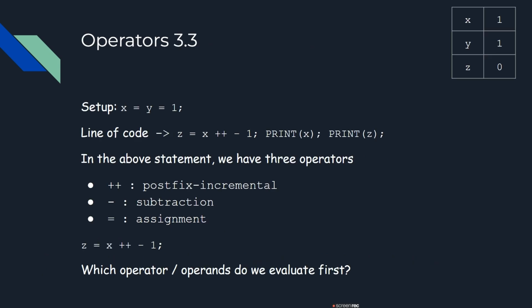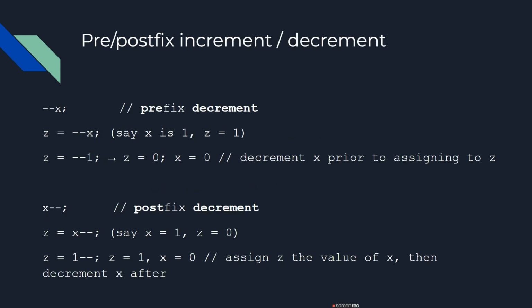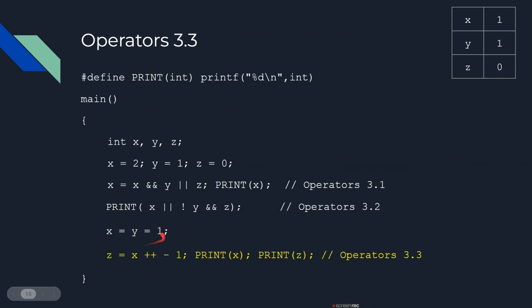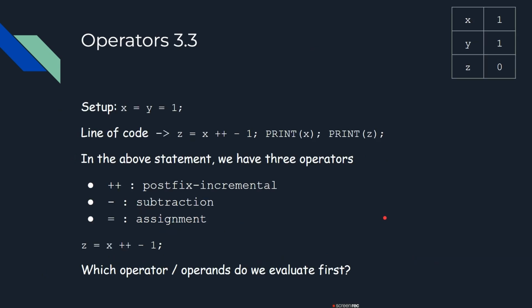All right. Jumping now into operators 3.3, the setup here, if you go back a couple of slides, we are going to assign x and y to be 1. So nothing really changes from the previous two exercises, but we'll make sure that our initial values before we run this exercise are well known.